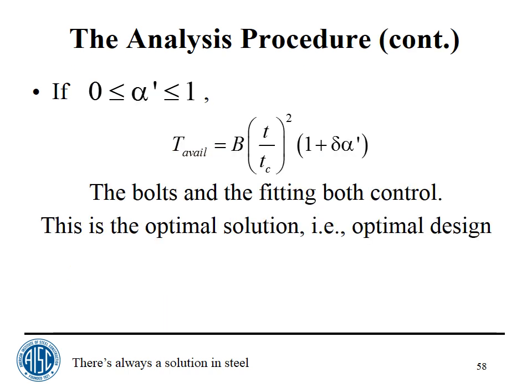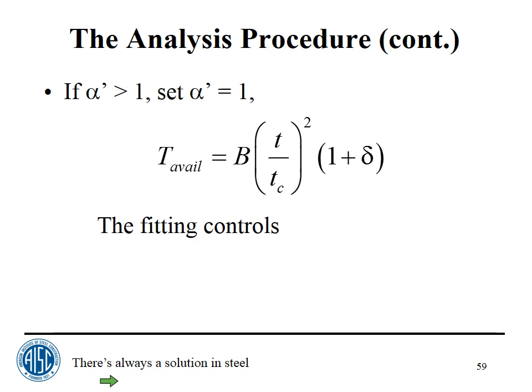If alpha is bigger than 0 and less than 1, this is the formula. And in this case, both the angle or the WT or the flange or whatever, and the bolts both control. So you're using material in its optimal configuration. And if alpha prime is greater than 1, then the fitting controls the bolts. The bolts are too strong. This is the formula: T available, the available tensile strength, is the bolt design strength times T over T sub C squared times 1 plus delta. There's an alpha prime in here, which you don't see because it's equal to 1.